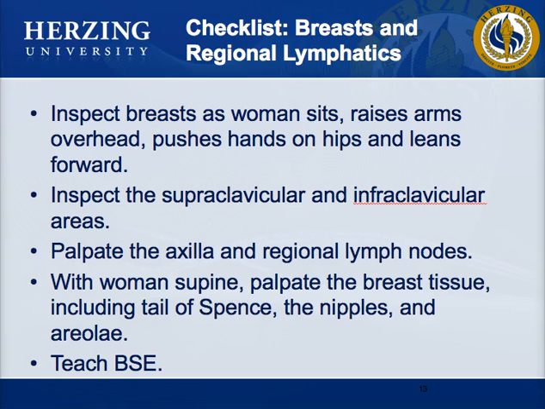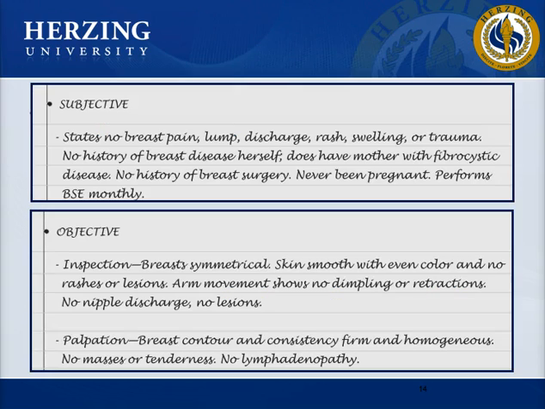Here's your checklist for assessment of breast and regional lymphatics. Inspect breast as a woman sits. Raise arms overhead, push hands on hips, and lean forward. Inspect the clavicular and infraclavicular areas. Palpate the axilla and regional lymph nodes with the woman supine. Palpate the breast tissue, including tail of Spence, the nipples, and areola. Teach breast self-exam.